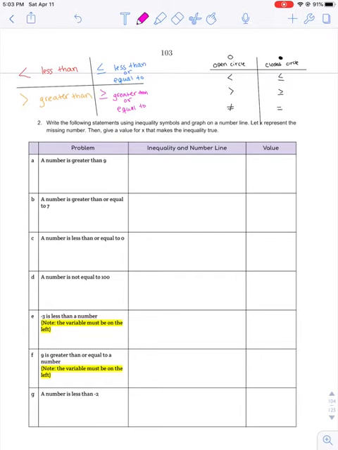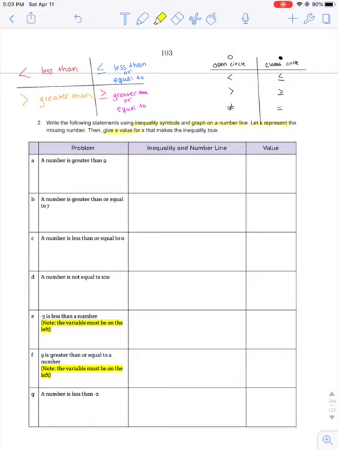It says, write the following statements using inequality symbols and graph on a number line. So we can't forget that that's two things we need to do. We have to write a sentence with inequality symbols and we need to graph on a number line. The next thing is the let statement. It says, let X represent the missing number. So we don't have to do a let statement because they've done it for us for the whole page. Then give a value for X that makes the inequality true.